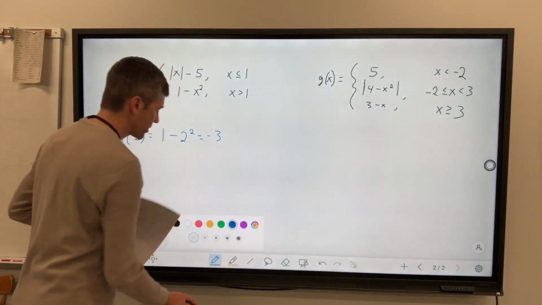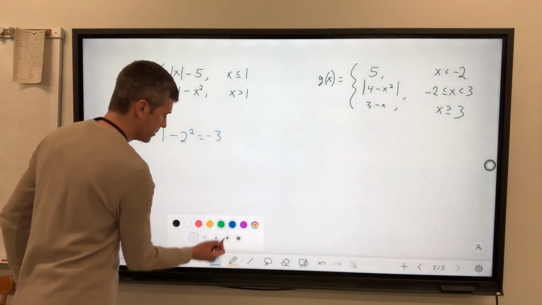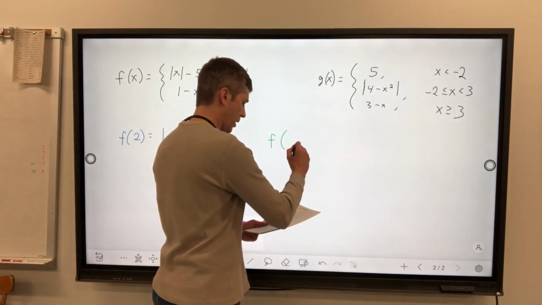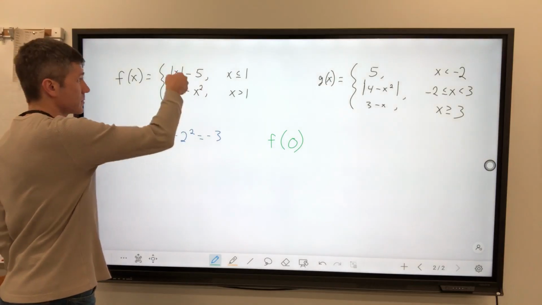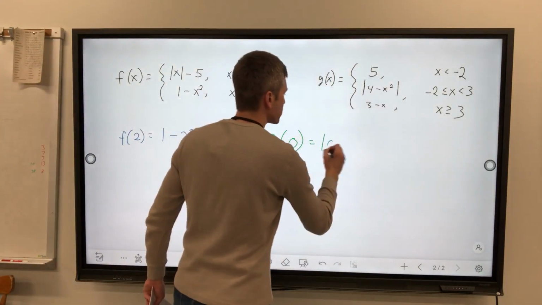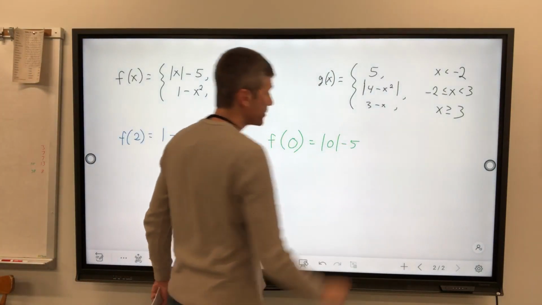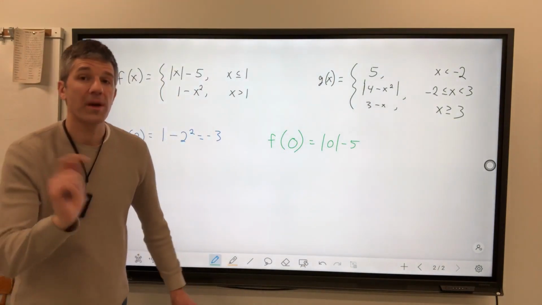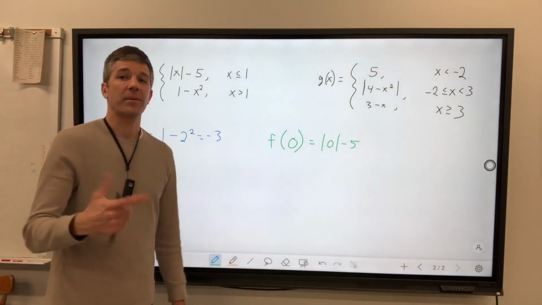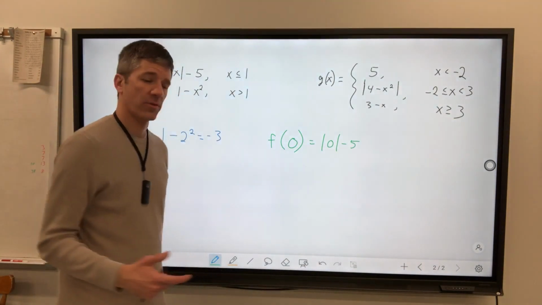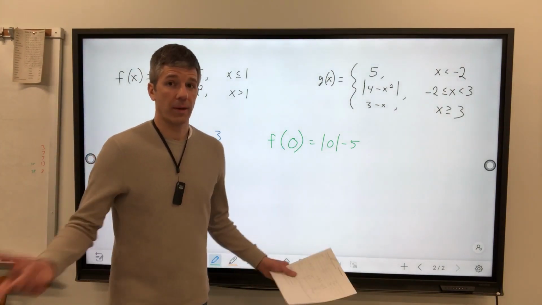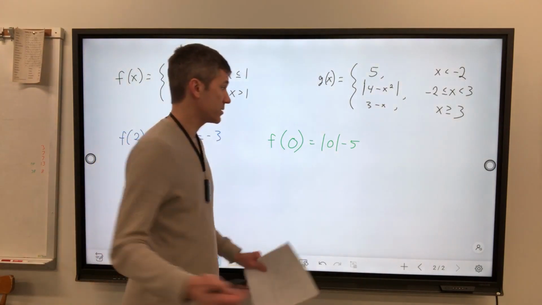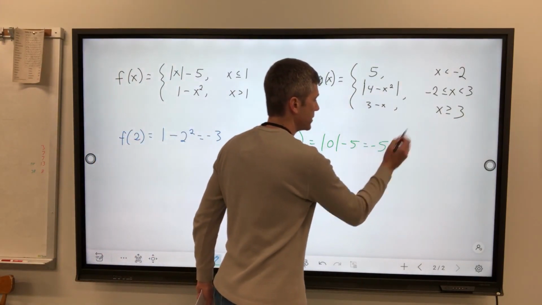Second problem, changing colors. What color do you want? Me too. f of 0. Okay, where's 0? 0 is less than 1. Good. Plug it in. Absolute value of 0, -5. Absolute value, you know this, but absolute value measures distance. Distance can never be negative, so we always make it positive. But if I ran 0 miles, then you'd be like, how far did you run? Well, I ran 0 miles. Don't worry about it being positive or negative, it's just 0. So 0 minus 5 is -5.